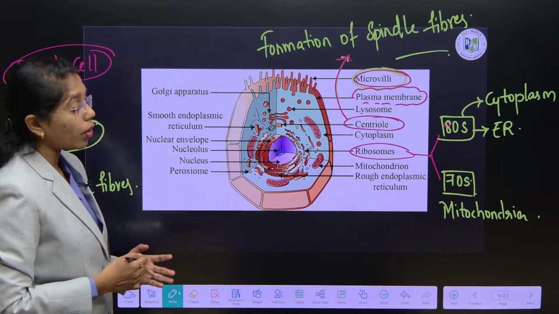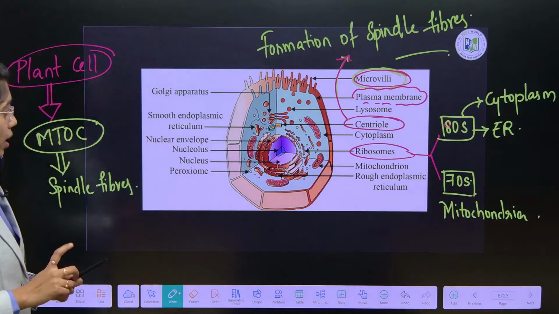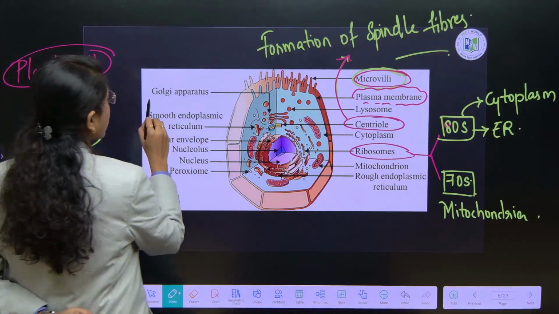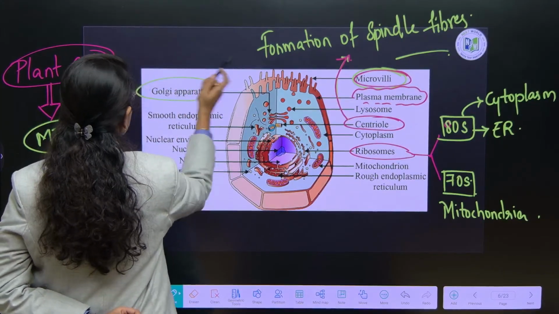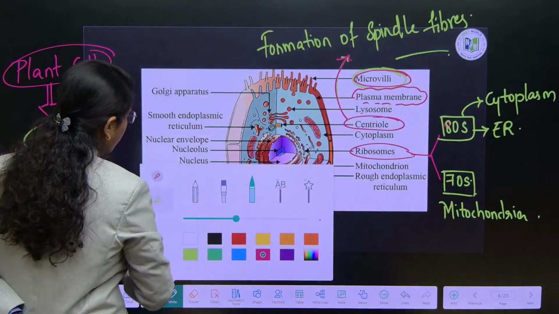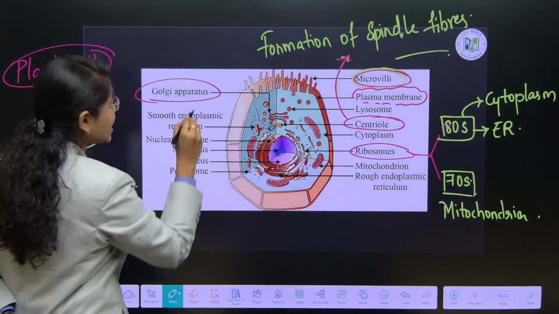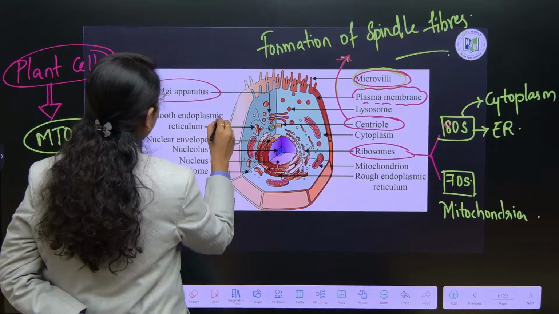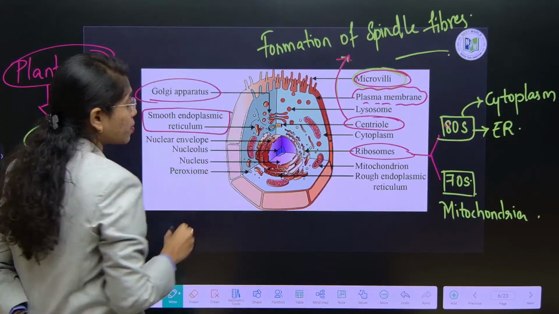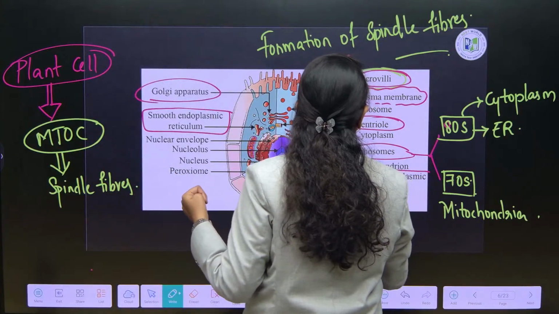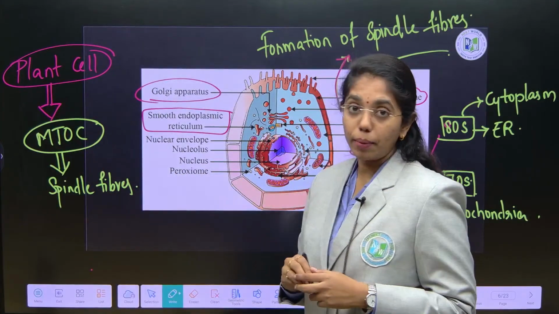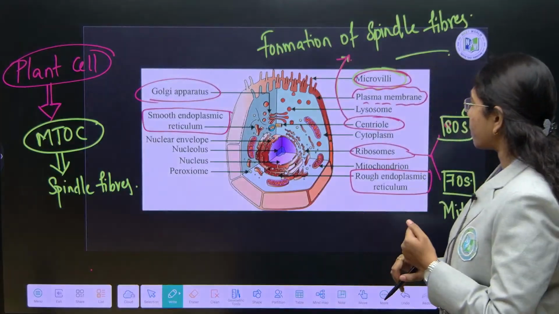And then we will move on to single membrane bound organelles. Single membrane bound organelles include, first, Golgi bodies. Second is endoplasmic reticulum. We have two types of endoplasmic reticulum. One is smooth endoplasmic reticulum. Second is rough endoplasmic reticulum. Fine, right? Smooth and rough endoplasmic reticulum.